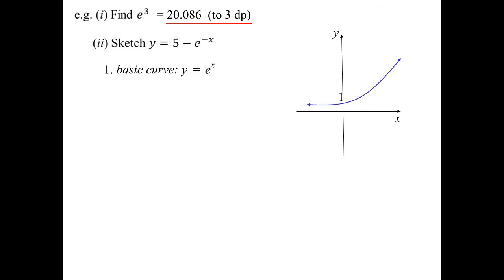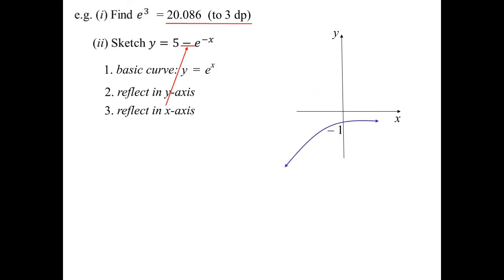Let's draw 5 minus e to the minus x. Okay, so our basic curve, e to the power of x, I'm going to reflect it in the y-axis, because it's function negative x. So all right, we're now there. Then I'm going to reflect it in the x-axis, because now I've got negative function x. So now I'm down there, and then finally, shift it up 5. And so there's our curve.